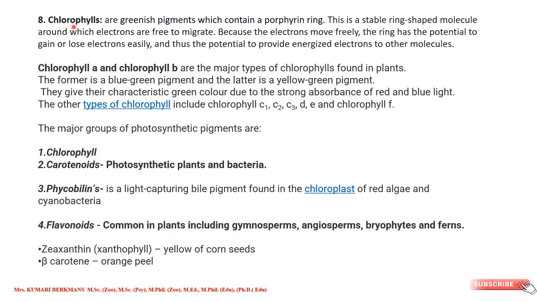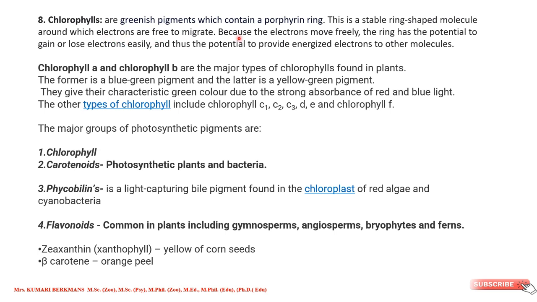Now the next one is chlorophylls. Chlorophylls, you all know, are present in the leaves of plants. This is a greenish pigment which contains a porphyrin ring. This may come in a TNPSC question: what is present in the greenish pigment? The porphyrin ring. This is very important. This is a stable ring-shaped molecule around which electrons are free to migrate.